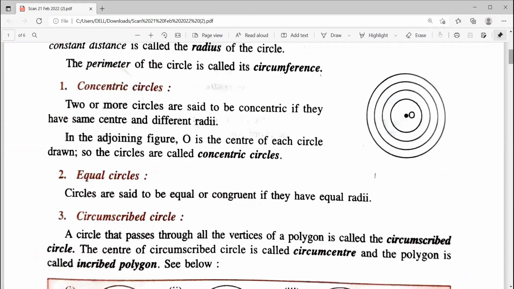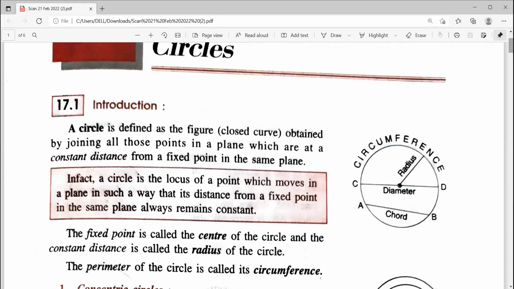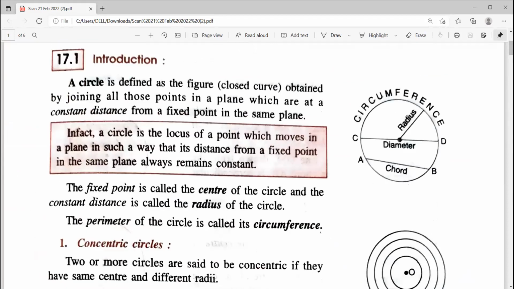I had given you the idea about the circumference of the circle. See, this is the circumference of the circle. Then this is the center of the circle, this point from which all the points are equidistant. Then the distance between the center and any one point on the circle is the radius of the circle.